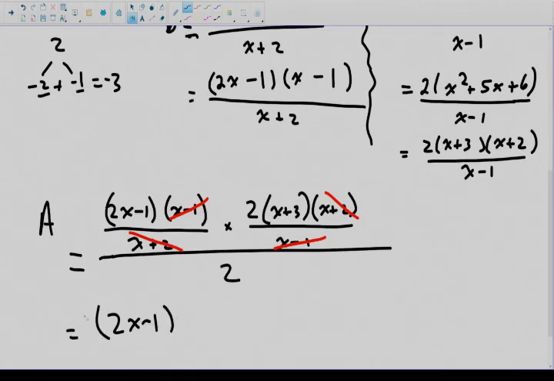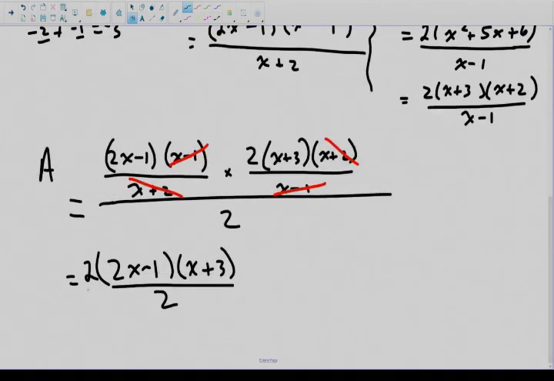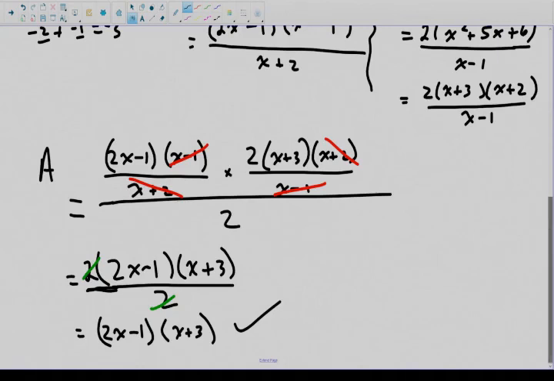times 2, which I'm actually going to put out in front here, times x plus 3, all over 1 divided by 2. Well, if it was all over 1 divided by 2, it would be all over 1 times 1/2, which means that 2 ends up just being under here. If you don't see how, please write out all the steps and verify it for yourselves. Once we're done that, this 2 will cancel out with that 2, and we're left with 2x minus 1 over x plus 3 as our final answer for that simplified expression.